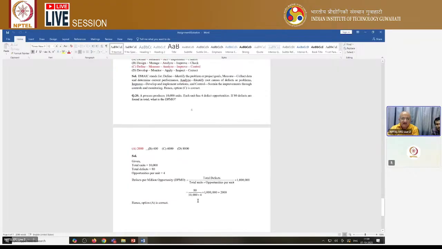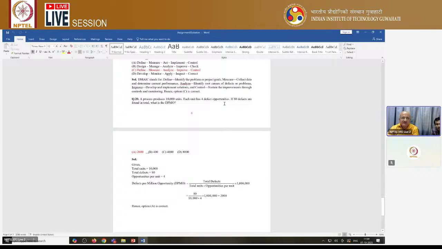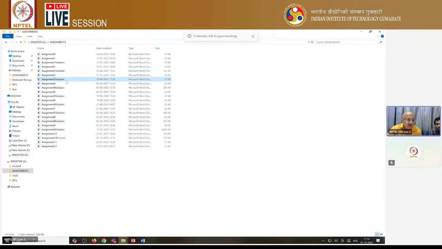And this type of problem in Six Sigma: a process produces 10,000 units. Each unit has 4 defect opportunities. If 80 defects are found, what is the defects per million opportunities? So total units are 10,000 and opportunities per unit is 4. So 10,000 into 4, and total defects is 80, into 1 million, so this becomes 2,000. This is this type of thing.